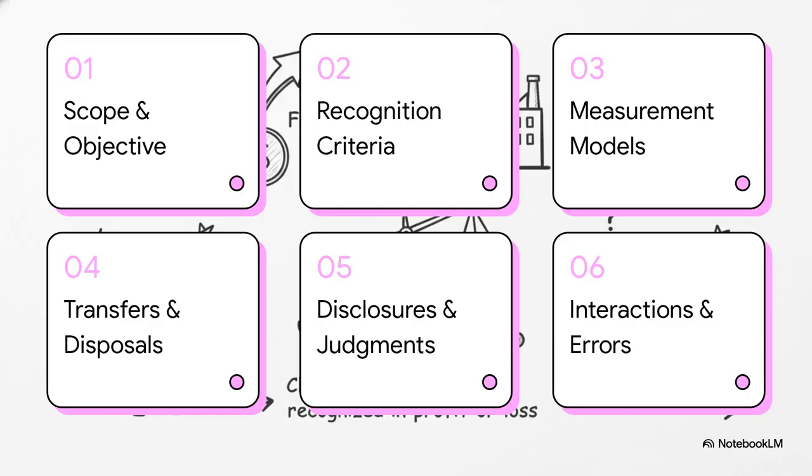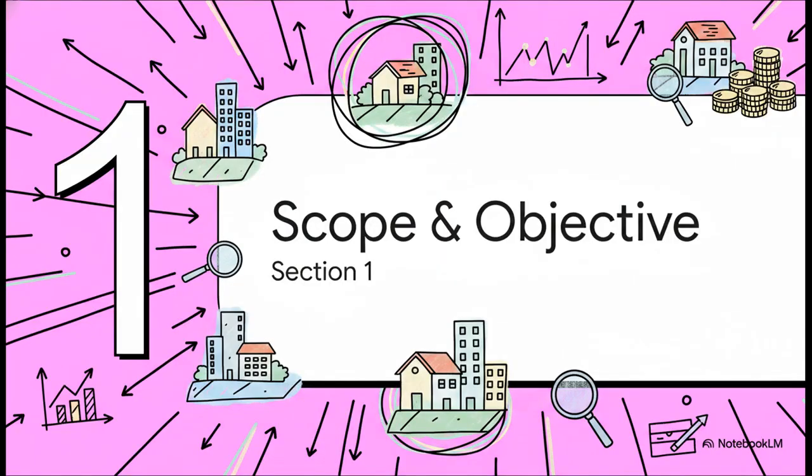Here is our playbook for today: scope and objective, recognition criteria, measurement models, transfers and disposals, disclosures and judgments, and finally, interactions and errors. Let's jump right in. Section 1. Scope and Objective.